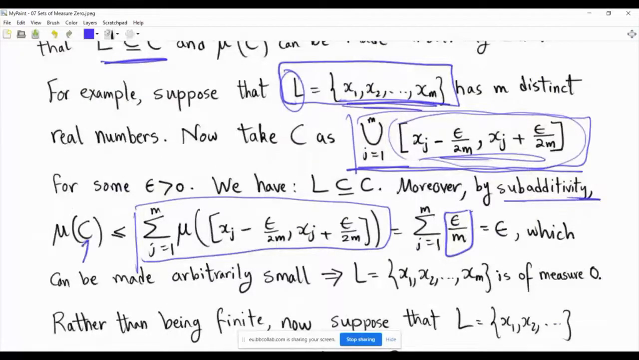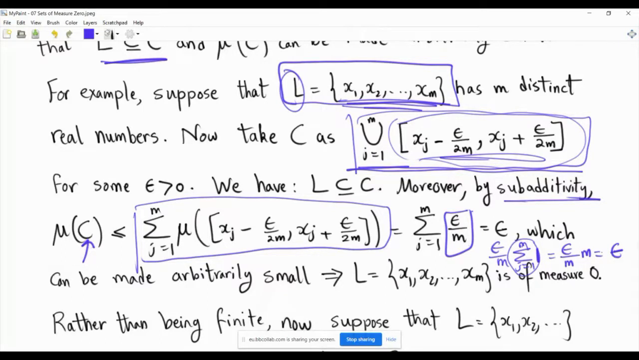And so C has a measure that is upper bounded by the sum of epsilon over m. Epsilon is some positive constant, you can take it outside, and m is also a constant. So you have epsilon over m times the summation from j equals 1 to m of 1, which is 1 plus 1 plus 1, m times. This summation is equal to m. So we have epsilon over m times m, and this is epsilon.